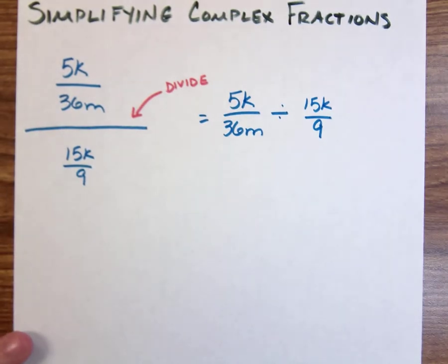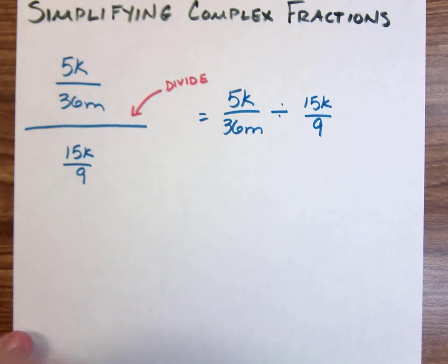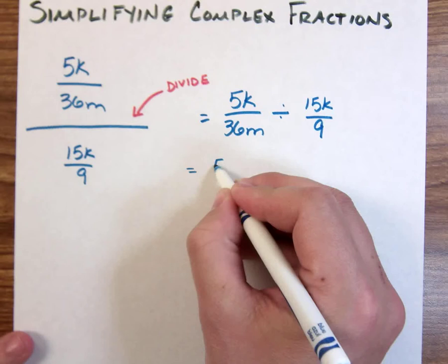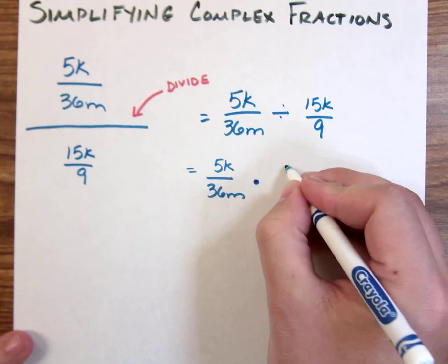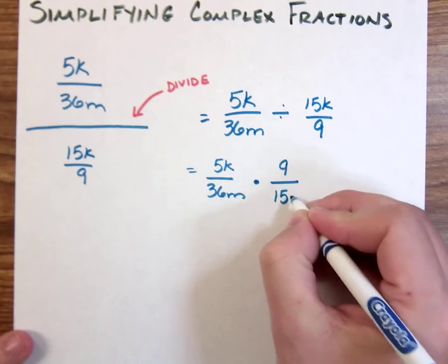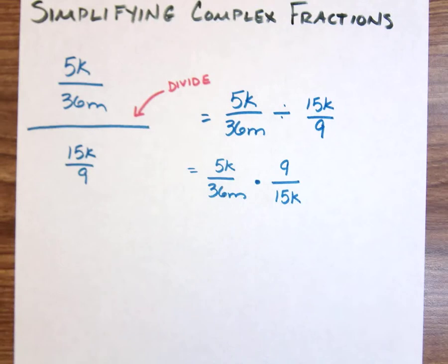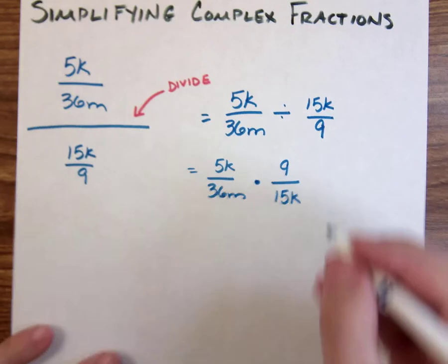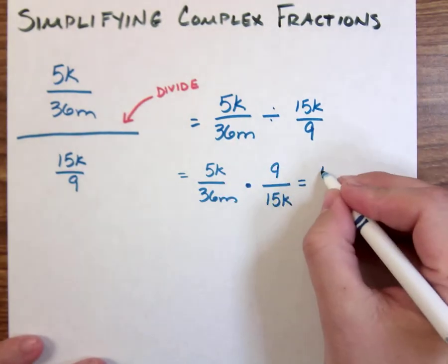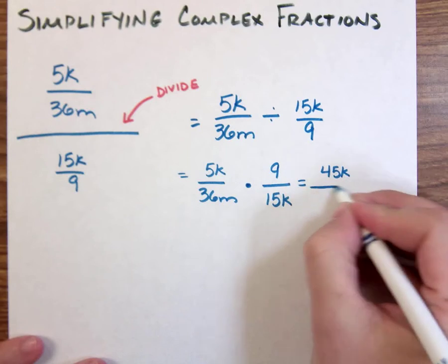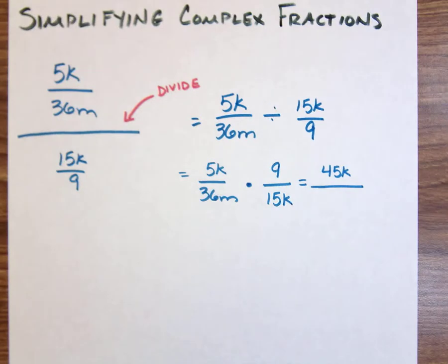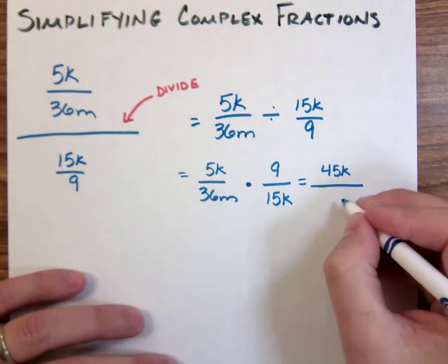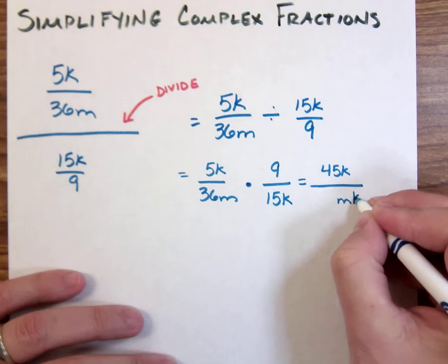How do I divide by a fraction? I flip and multiply. So this is 5k over 36m times the reciprocal, 9 over 15k. Multiplying fractions is pretty simple. You just multiply straight across. 5k times 9 is 45k. And on the bottom, 36m times 15k, that's going to be pretty big because I'm going to have to do 36 multiplied by 15, which is going to be some giant number, mk.